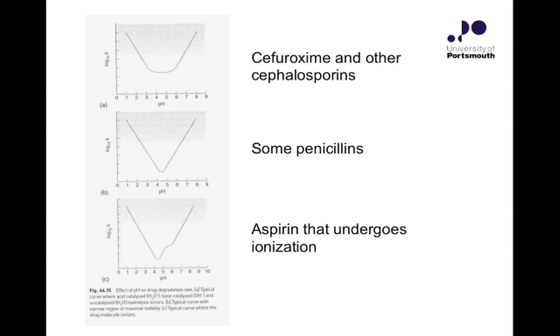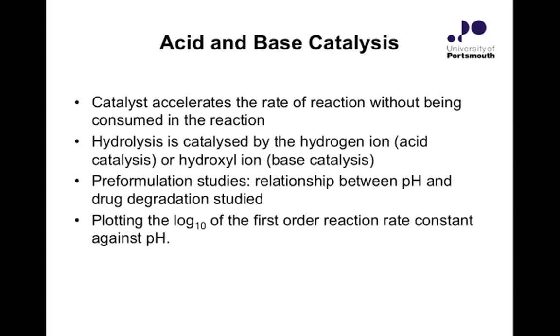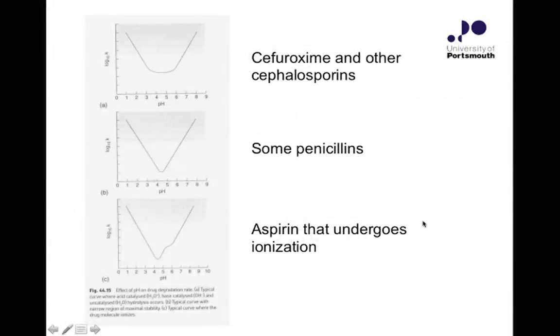Here are some examples of pH profiles. What you would do is plot the log of the first order reaction rate constant for a decomposition against pH, and this gives you information about the decomposition. You can see that there are slightly different forms. You can have very sharp responses to pH or very broad responses. So these are antibiotics here.